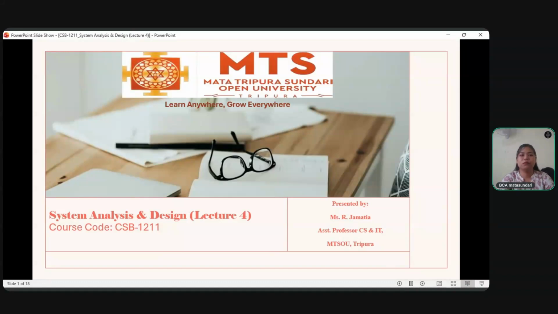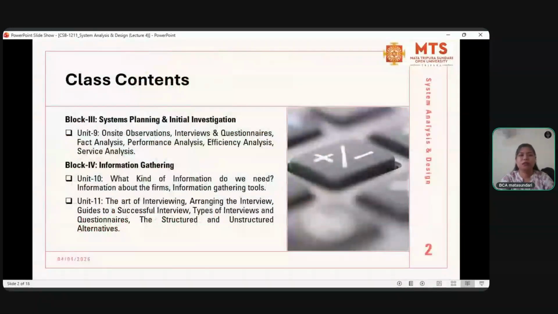Good morning, everyone. Today will be our fourth lecture on system analysis and design, code CSB 1211. Today's class content will be Block 3, system planning and initial investigation, Unit 9, and from Block 4, information gathering, Unit 10 and Unit 11. We'll try to cover as much as possible.